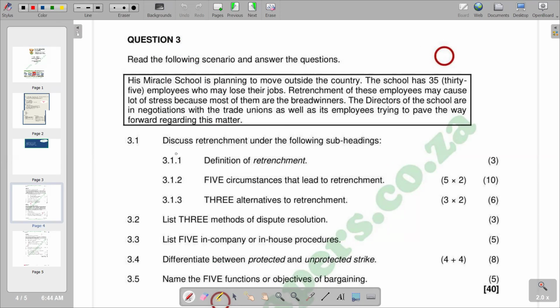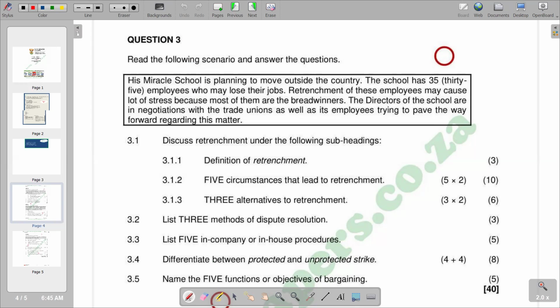Our first question reads, "Discuss retrenchment under the following subheadings," whereby the first part is the definition of retrenchment, which is 3 marks. A retrenchment is the reduction of costs or spending in response to economic difficulty through termination of contracts. So we have a scenario whereby workers are stopped from coming to work through their contracts being terminated. The main reason behind it is cost reduction from the side of the employers. They want to reduce costs, so that's the motive behind a retrenchment.